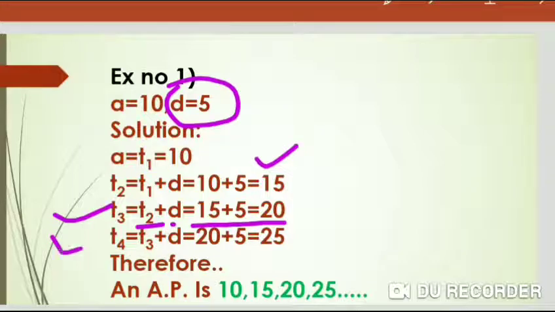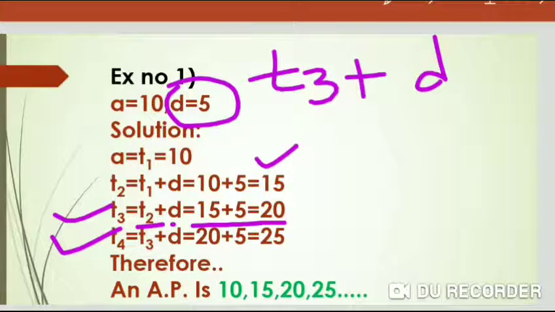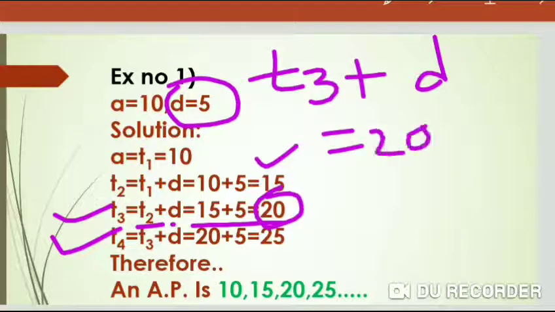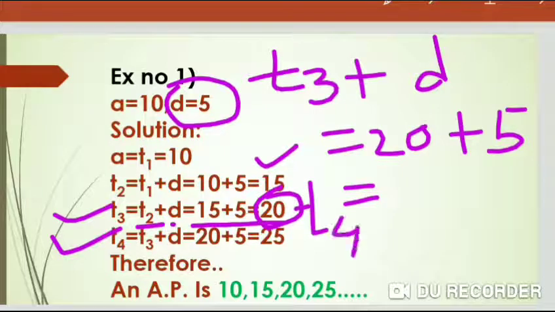Okay. Now how to get the fourth term, that means T4. We can write here T4 is equal to T3 plus D. Okay. Now which is the third term? The third term is 20. And we know that the common difference D is equal to 5. Therefore, here we get the fourth term, that means T4 is equal to 25.